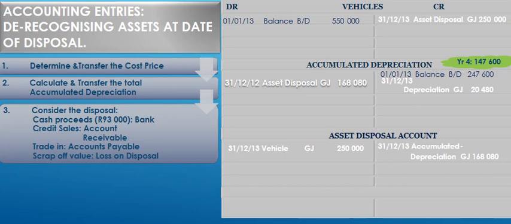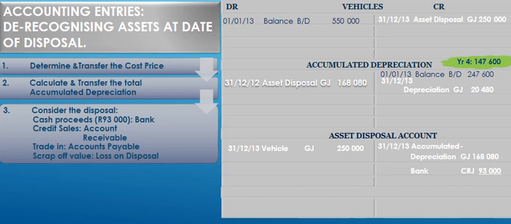The third step for the disposal will be to consider the disposal proceeds. The business is receiving 93,000 cash. The bank will therefore be debited with the amount, while the asset disposal account will be credited with a contra of bank posted from the CRJ, total amount 93,000. If the asset was sold on credit, the contra will not read as bank, it will read as accounts receivable, posted from the general journal.